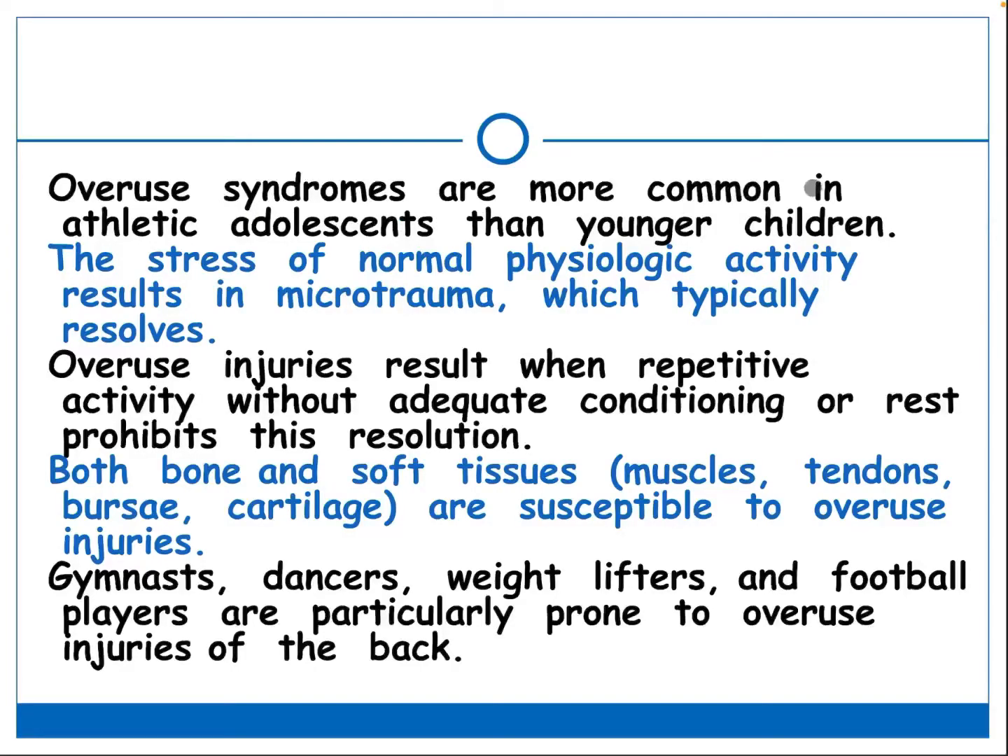Overuse syndromes are more common in athletic adolescents than in younger children. The stress of normal physiological activity results in microtrauma, which typically resolves. Overuse injury results when repetitive activity without adequate conditioning or rest prevents this resolution. Both bone and soft tissue, muscles, tendons, bursa, and cartilage, are susceptible to overuse injury. Gymnasts, dancers, weightlifters, and football players are particularly prone to overuse injury of the back.